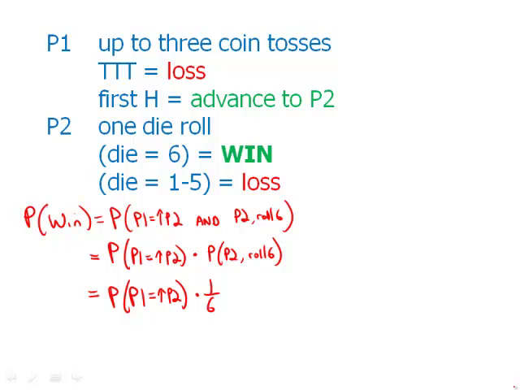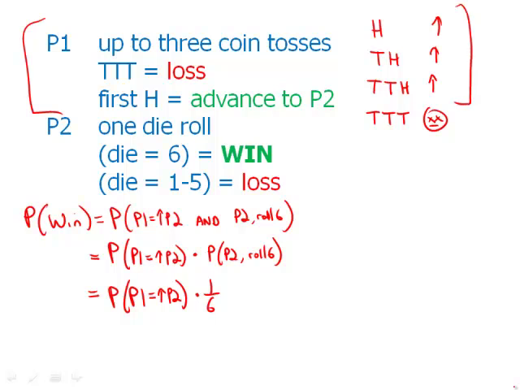Now let's go and look at phase 1 in a little more detail. Let's think about the outcomes here. If I flip a head, then I advance. If I flip tail and then head, then I advance. If I flip tail, tail, head, then I advance. If I flip tail, tail, tail, then that's no good. Then I'm out. And a direct calculation of that would be a little bit tricky.